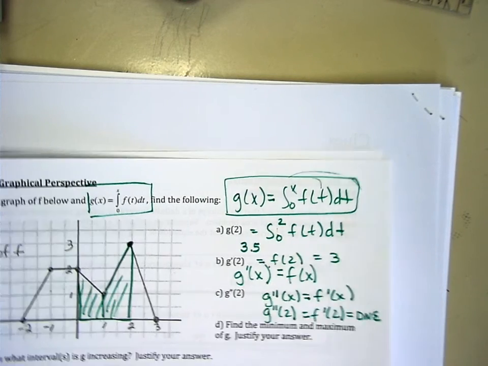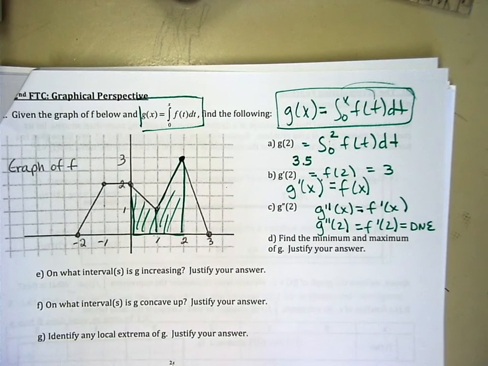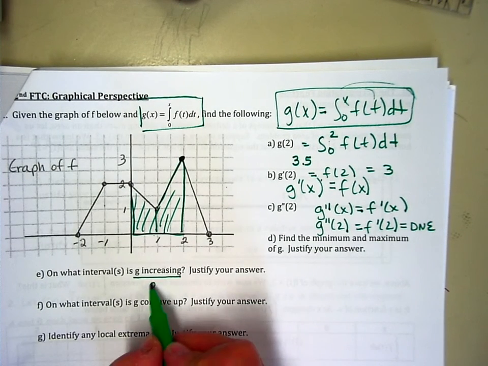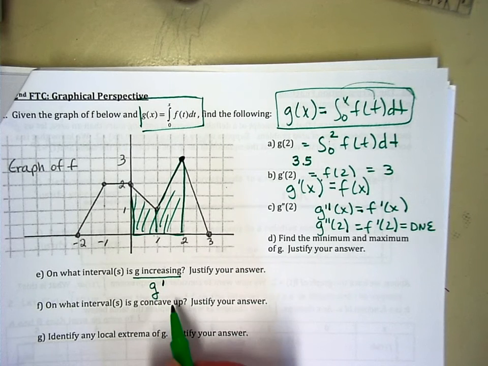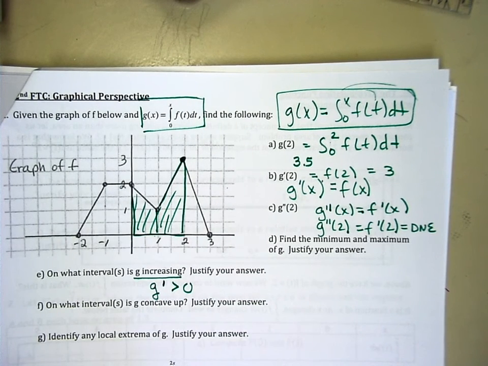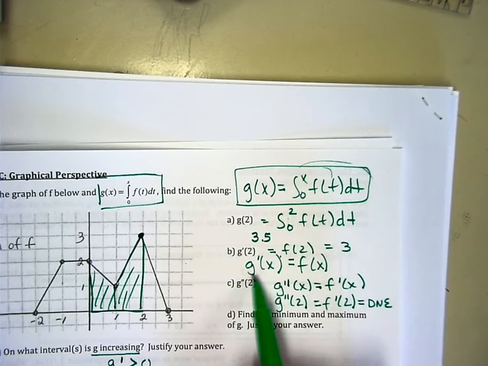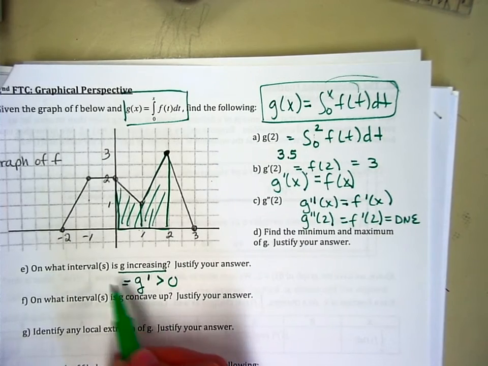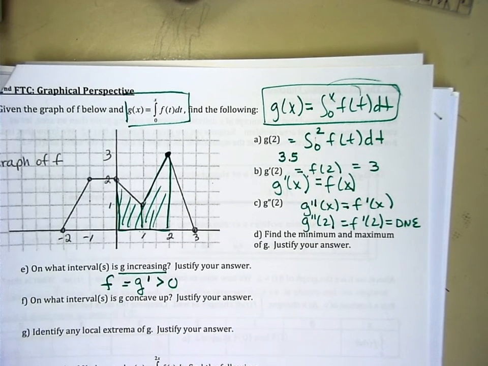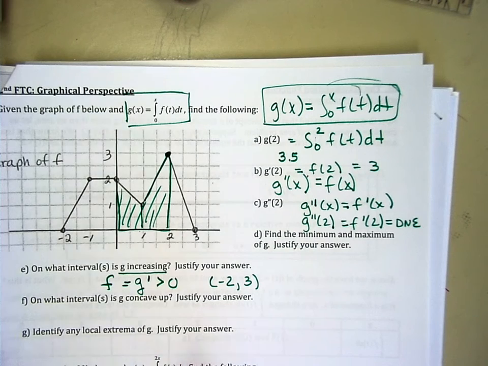Okay, now same questions we've seen before. On what interval is g increasing? So when they ask you about something increasing, you should be thinking, okay, I need to figure out where g prime is positive. But the graph that they're giving you is f. You need to connect it to what f is. Well, g prime, we just set up here, is the same as f. So g prime positive is the same as f being positive. And where is this positive? On the entire interval from -2 to 3.